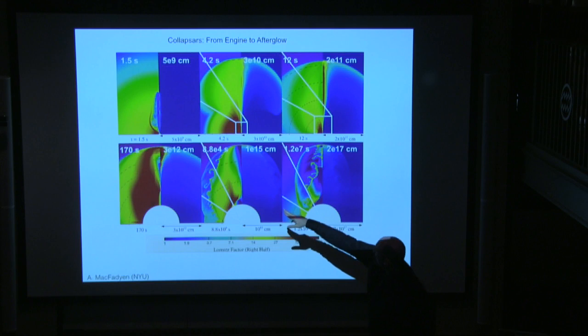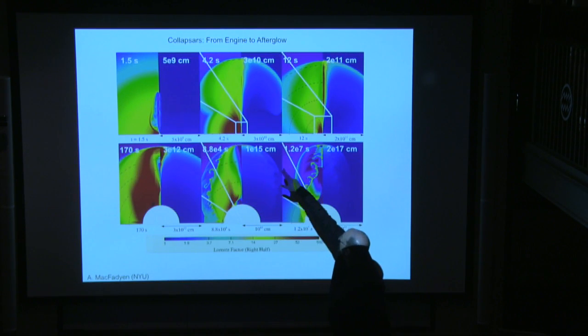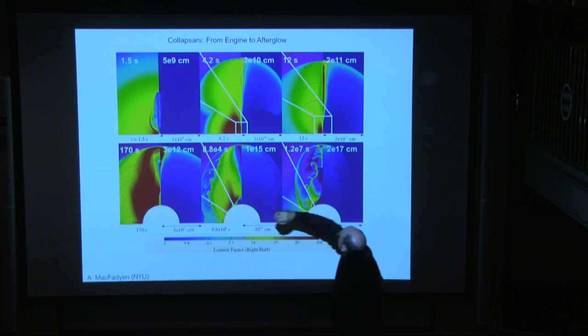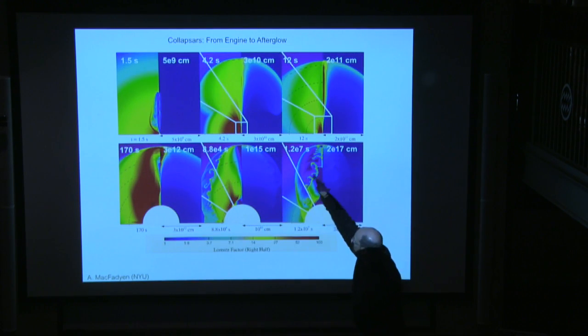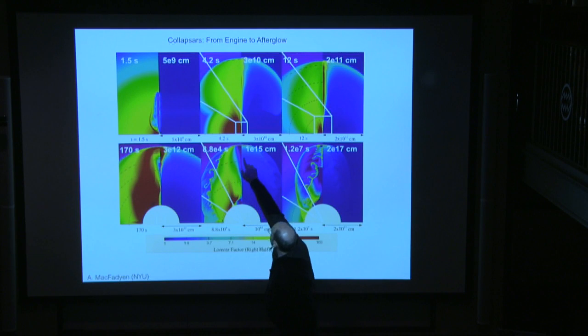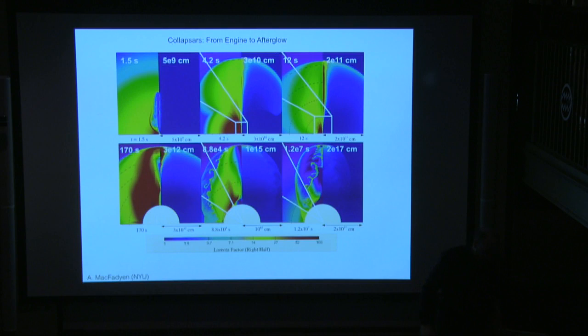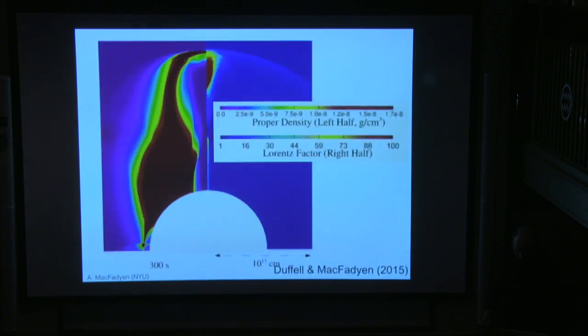So that's inside the star at 1.5 seconds, breaking out of the surface of the star. It's broken out, and now it's expanded and expanded and expanded. And this is the thin shell that forms, and that's going to drive a shock wave into the ISM that produces the afterglow radiation. So this clearly shows that.